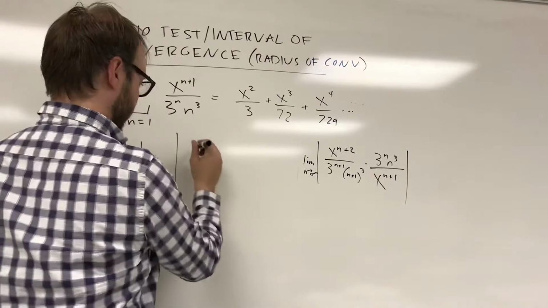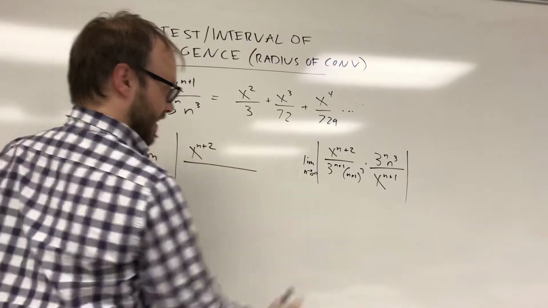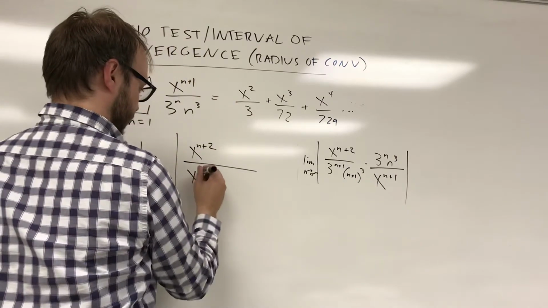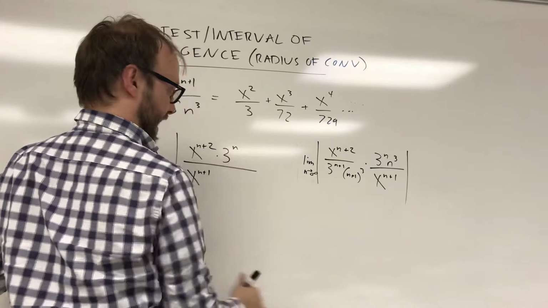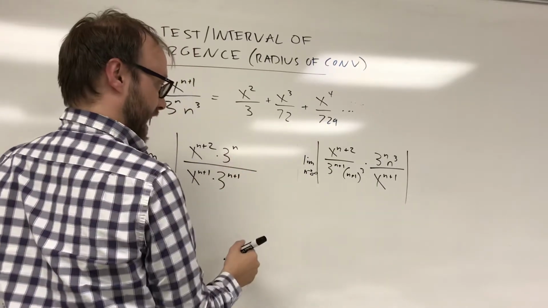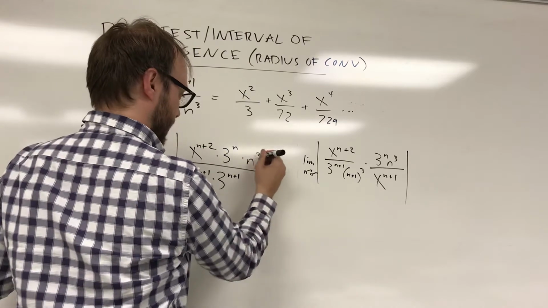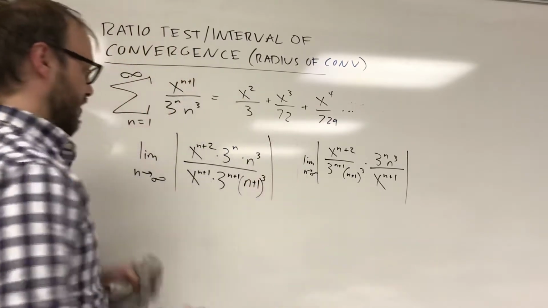In the numerator, we're going to have an x to the n plus 2. Okay? In the denominator, we're going to have an x to the n plus 1. Okay? In the numerator, we're going to have a 3 to the n. In the denominator, we're going to have a 3 to the n plus 1. And then we're going to have an n cubed in the numerator, and we're going to have an n plus 1 quantity cubed in the denominator, okay?